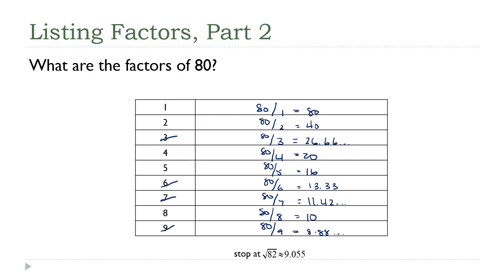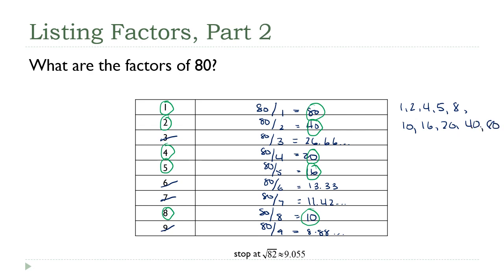All right, so what were we left with? Well, we got 1, 2, 4, 5, and 8, and don't forget the other numbers over here in the second column: 80, 40, 20, 16, and 10. So the complete list will be 1, 2, 4, 5, 8, 10, 16, 20, 40, and 80, right?